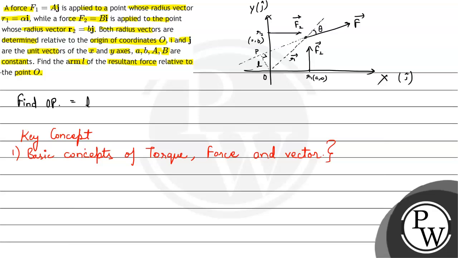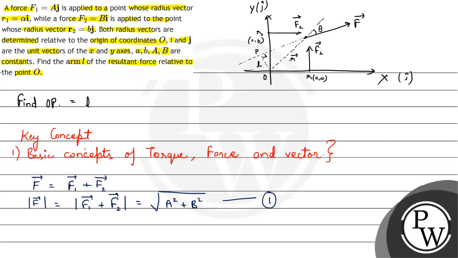So let us first say that F vector is given by F1 vector plus F2 vector. So we can write mod of F vector is equal to mod of F1 vector plus F2 vector, which will be equal to square root of capital A square plus capital B square. Let us mark it as equation 1 because we will need it in the future.